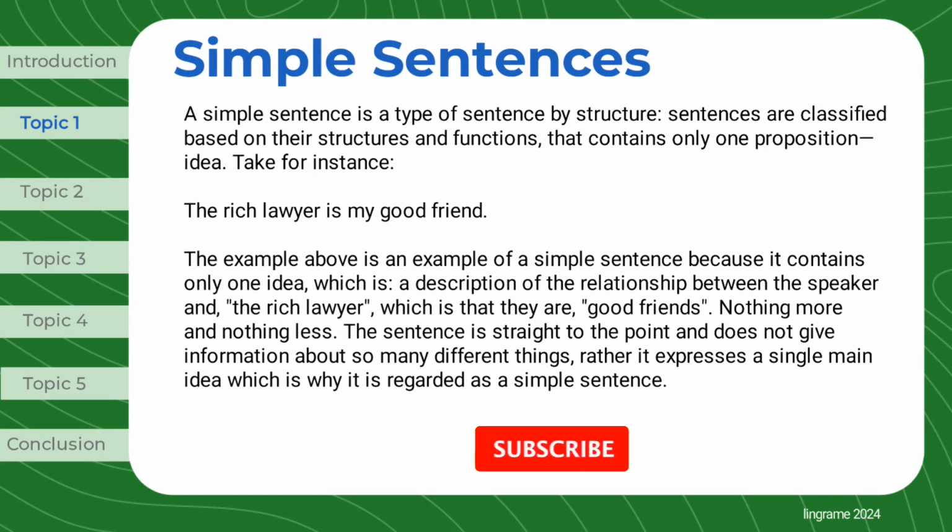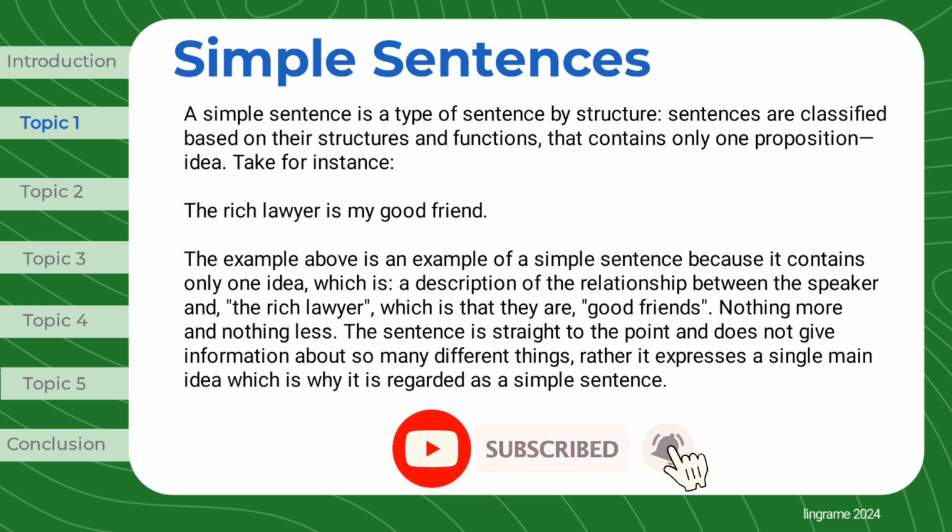A simple sentence is a type of sentence by structure. Sentences are classified based on their structures and functions, and a simple sentence contains only one proposition, one idea. Take for instance, the rich lawyer is my good friend. The example above is a simple sentence because it contains only one idea, which is a description of the relationship between the speaker and the rich lawyer, which is that they are good friends.